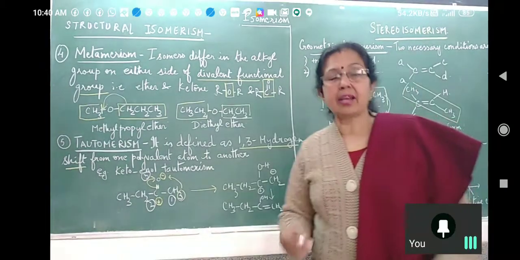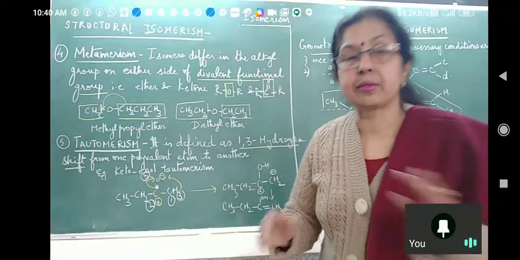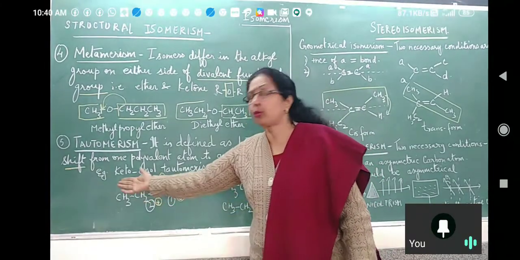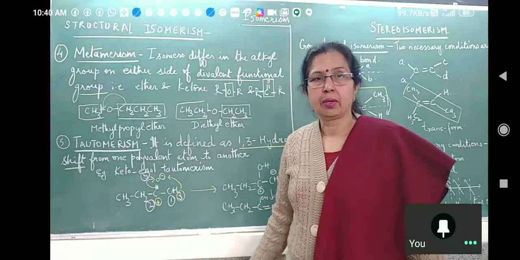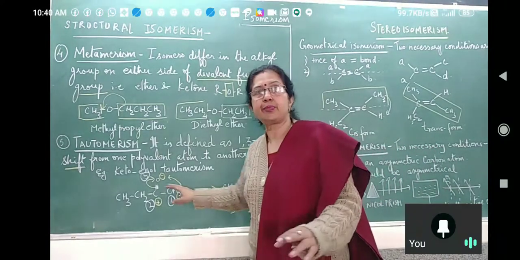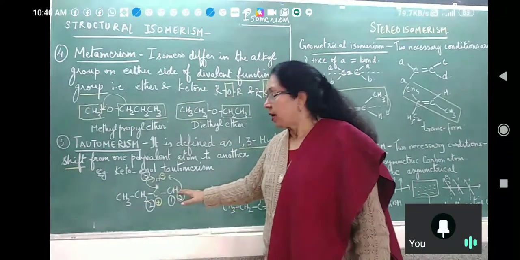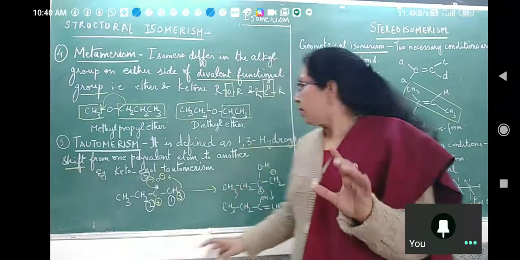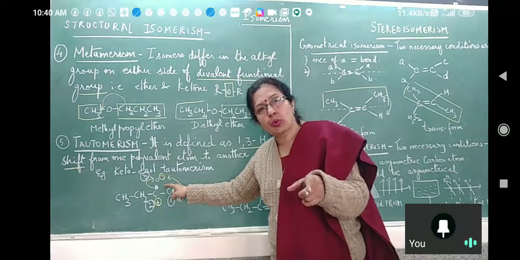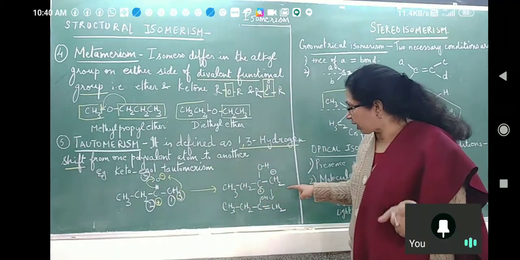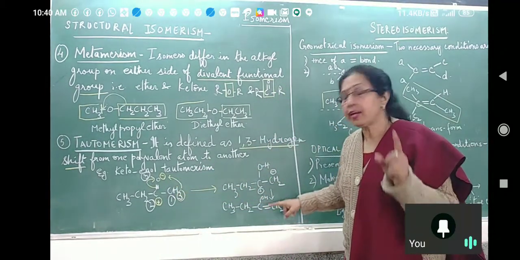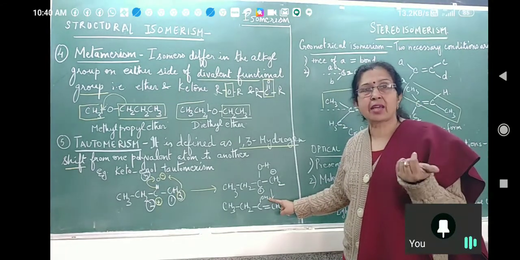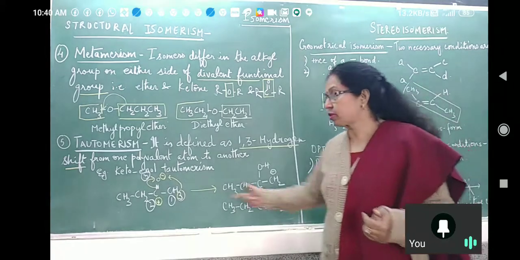What is the relevance of this keto-enol tautomerism? You know, if we have this ketone, this is butan-2-one, right? Am I right? This is butan-2-one. Now, if in a bottle you have this, it will give you the test for ketone, and it will give you the test for double bond also, and it will give you the test for alcohol also. Now, how is this happening? This is happening because of this tautomerism.